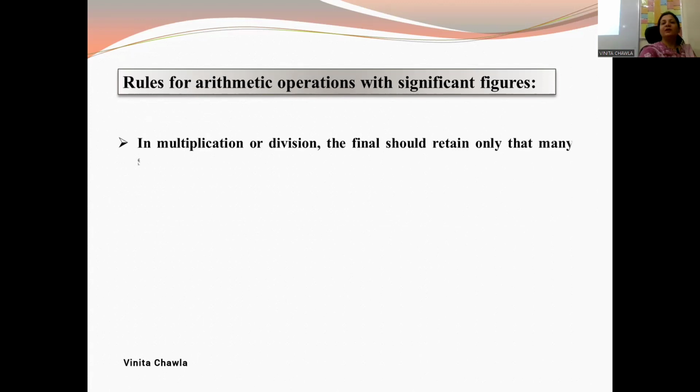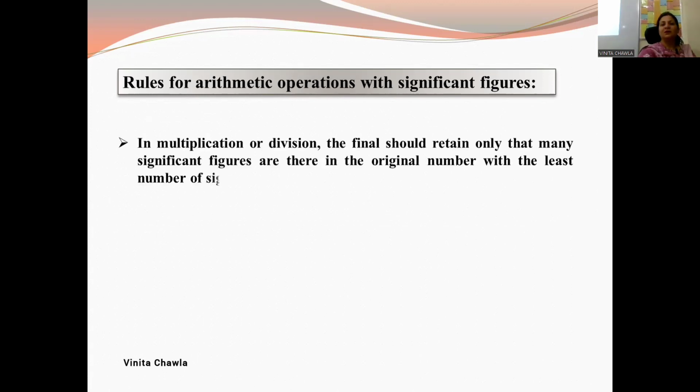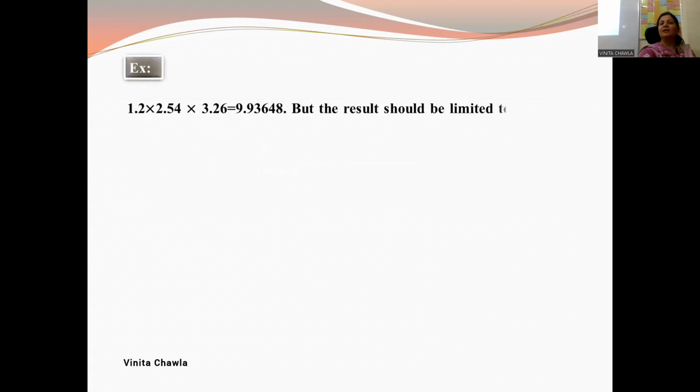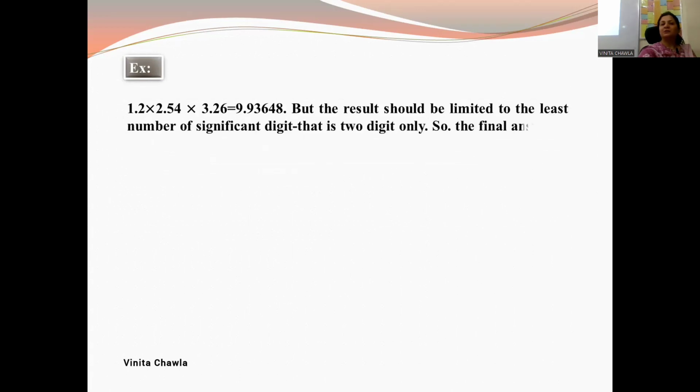In multiplication and division, the final result should retain only that many significant figures as are there in the original number with the least number of significant figures. For example, we are multiplying these three numbers. The first number, 1.2, has two significant digits, the second has three, and the third has three. We are getting this answer. So the result should be limited to the least number of significant digits. What is the least number of significant digits we have here? 2. 1.2 has 2 significant digits. We are multiplying 3 different numbers, so the least is 2. And 2.56 and 3.26 have 3 significant digits. So the answer should be in 2 significant digits only.